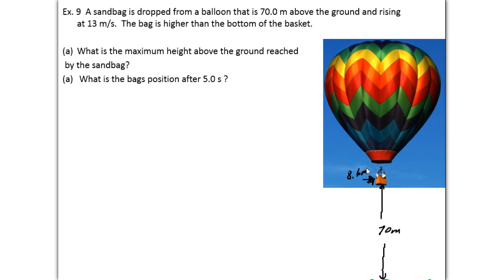Okay, last question. A sandbag is dropped from a balloon that is 70 meters above ground and rising at 13 meters per second. The bag is higher than the bottom of the basket. Okay, so what we're looking at now is to find the maximum height above the ground reached by the sandbag. Now what you have to remember is that the balloon is still rising upward. So when you let the sandbag go, it will still move upward for a moment before it starts to fall back down.